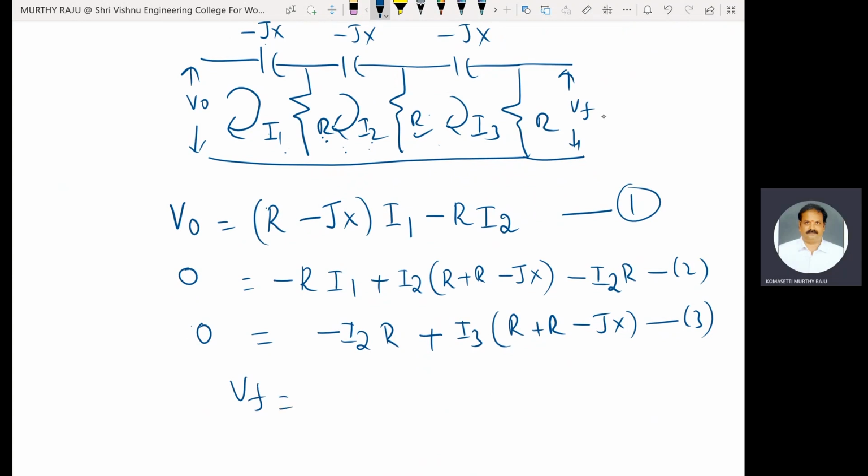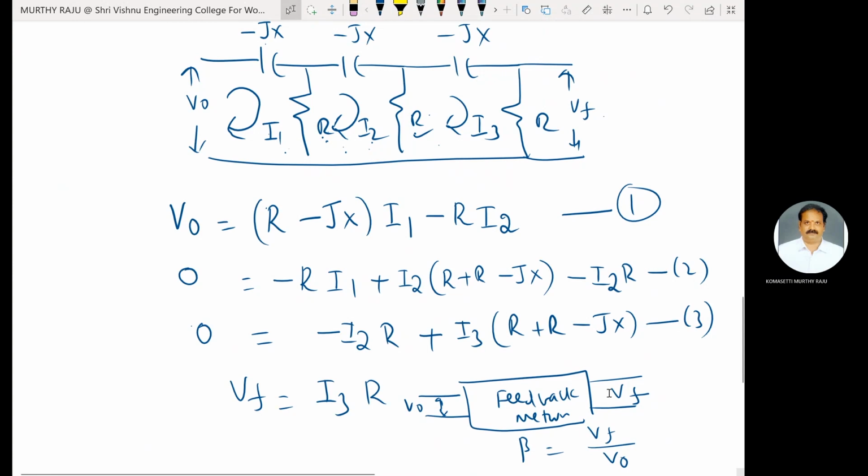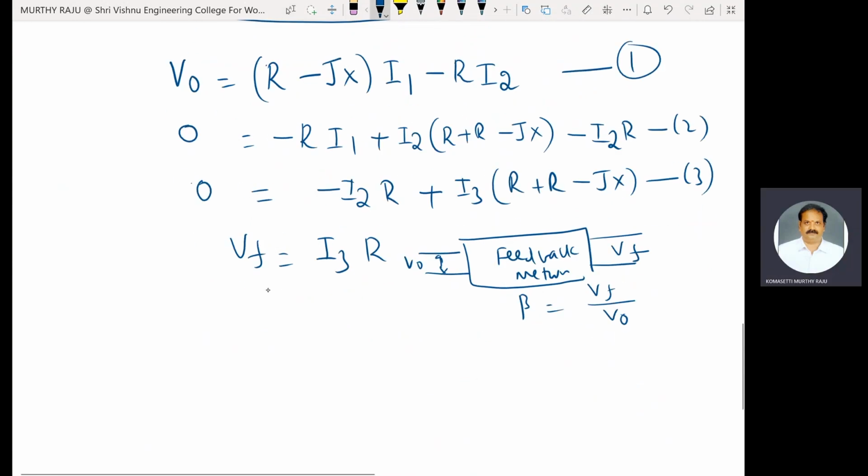And the fourth equation is Vf is equal to I3 into R. This is the feedback network. The input to the feedback network is V naught, and the output of the feedback network is Vf. Beta is equal to Vf by V naught. First of all, we have to find the Vf value and then substitute it in that equation: mod A beta is greater than or equal to 1, that means mod A into mod beta is greater than or equal to 1.